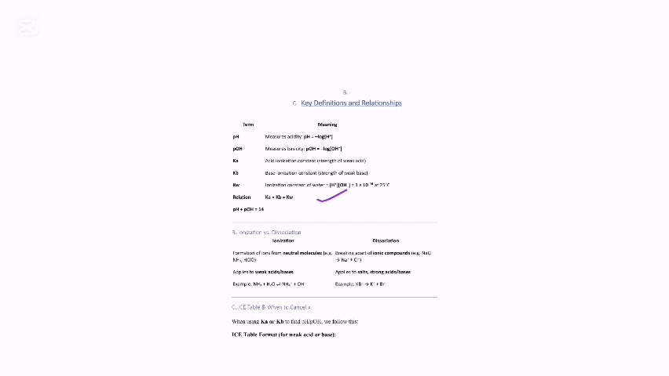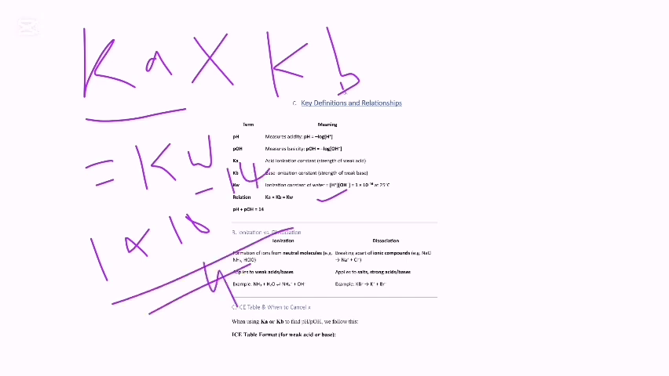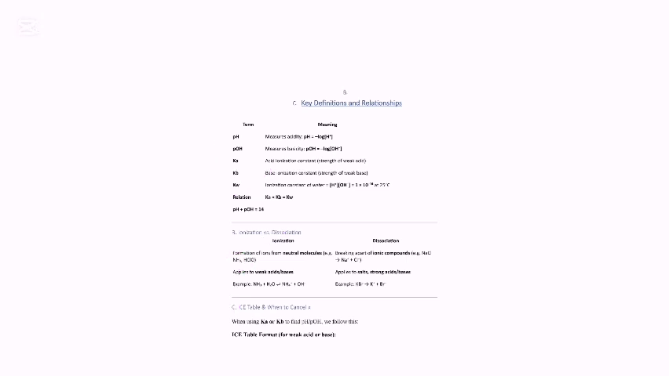Ka deals with the constant at equilibrium. You need to know that Ka times Kb is equal to Kw, which is 1 times 10 to the power negative 14. That's the only thing you need to know. They will also ask you to determine Ka, Kb, even pH and pOH.